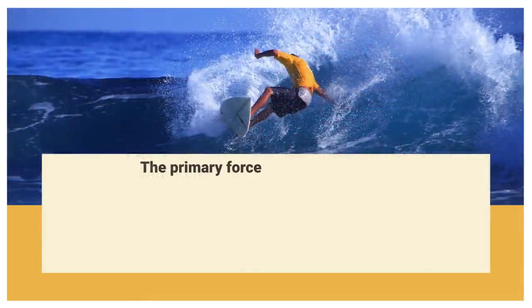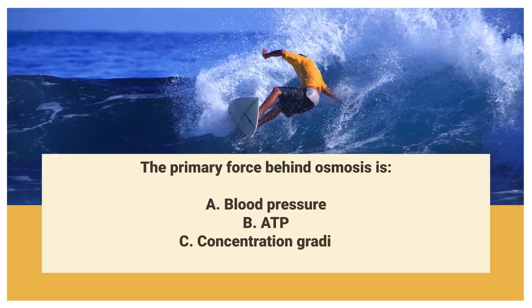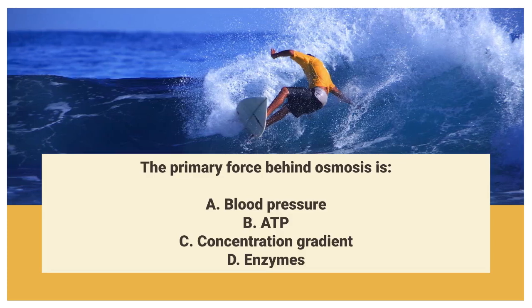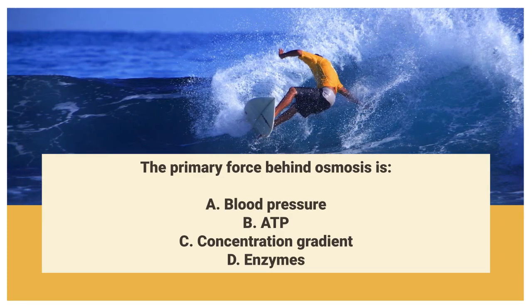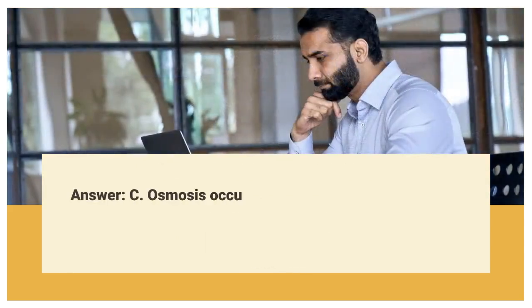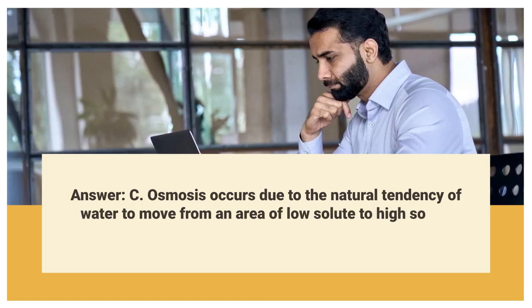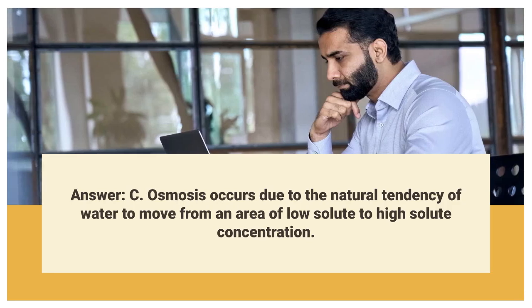Next question. The primary force behind osmosis is blood pressure, ATP, concentration gradient, or enzymes? The answer is C. Osmosis occurs due to the natural tendency of water to move from an area of low solute to high solute concentration.